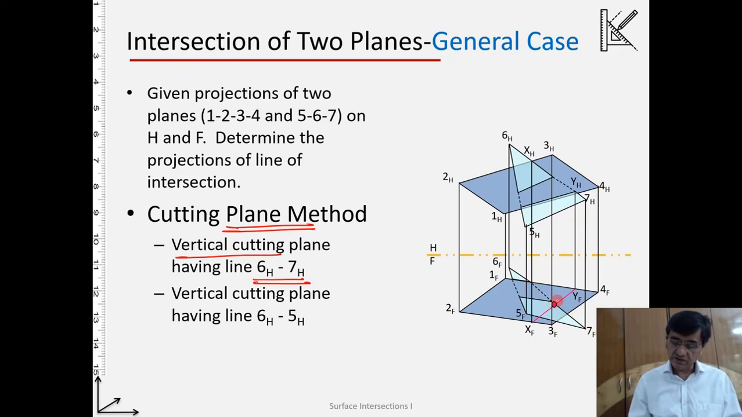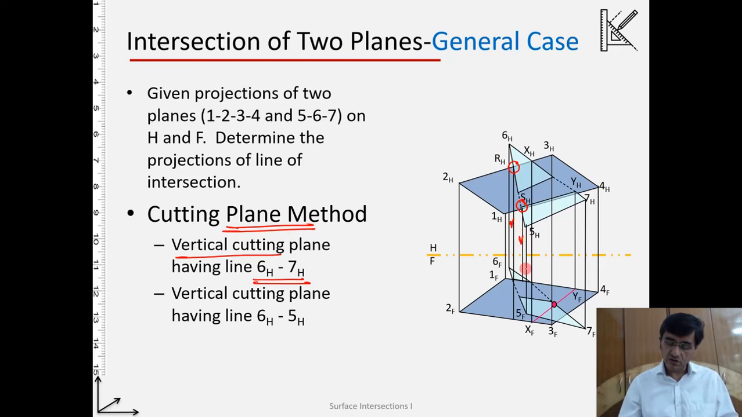So this is the projection on the frontal of the point of intersection of line 6 7 with the plane. Similarly, I can do it for the other also here. In the case of the other, I am taking a vertical cutting plane consisting of 6 5, where it is intersecting line 2 3 and 1 edge is RH and SH.